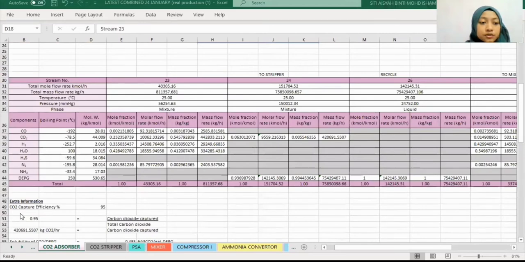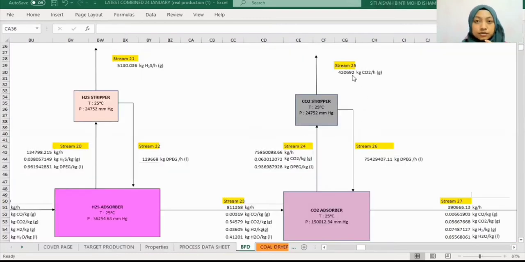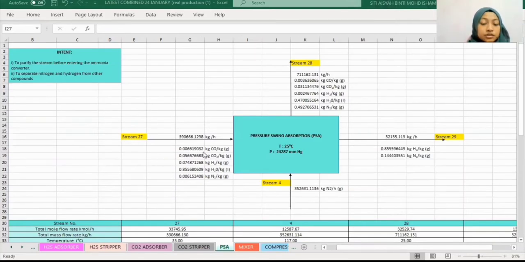Extra information is that the CO2 capture efficiency is 95%, and stream 37 refers to the remaining components that will enter the pressure swing adsorption unit. In the CO2 stripper, CO2 is separated from DPEG. 420,692 kg per hour of CO2 is removed and 100% recovery of DPEG will go back to the CO2 absorber to continue the process. The inlet stream from the CO2 absorber will enter the pressure swing adsorption unit to purify the stream before entering the ammonia converter. PSA also helps to separate hydrogen and nitrogen from other compounds.